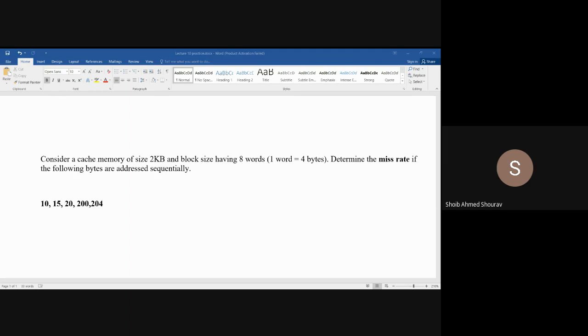Okay, I'm going to show you the answer. Let me find the answer here. Okay, so assume number 10 here. If you want to do it for number 10, then what do we have to find out? First, the block address.